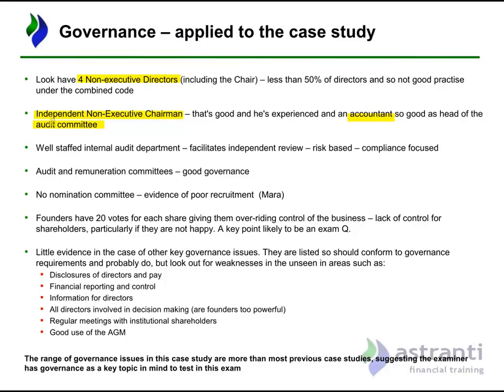Excellent. There is an internal audit department. Excellent. That's good independent control. It allows for independent review. It's quite compliance focused. We might have other remits for the internal audit department, but no, that is a good thing. There are audit and remuneration committees. Excellent. So the audit committee looks after financial statements. They focus on risk and risk management. The remuneration committee focuses on director pay and making sure that that's fair and reasonable.